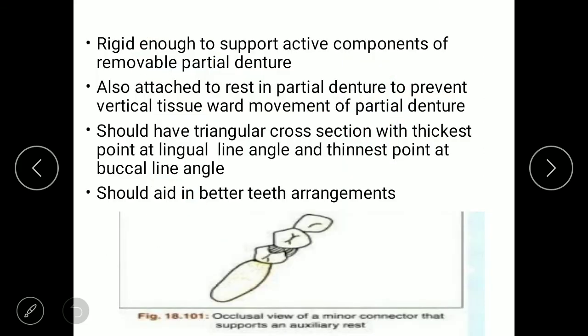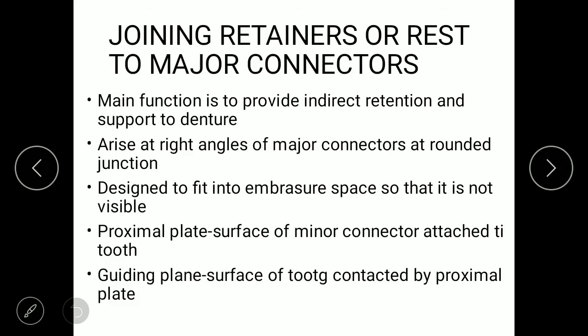It should be rigid enough to support the active components of removable partial denture. It also should attach to the rest in the partial denture to prevent vertical tissueward movement. It should aid in better teeth arrangement. While seeing the triangular cross section, it should be thick at the lingual line angle and thin at the buccal line angle.